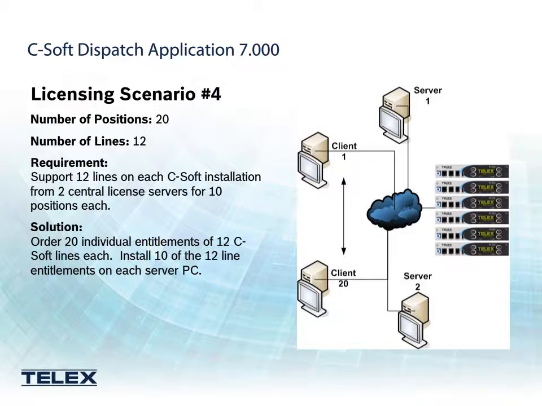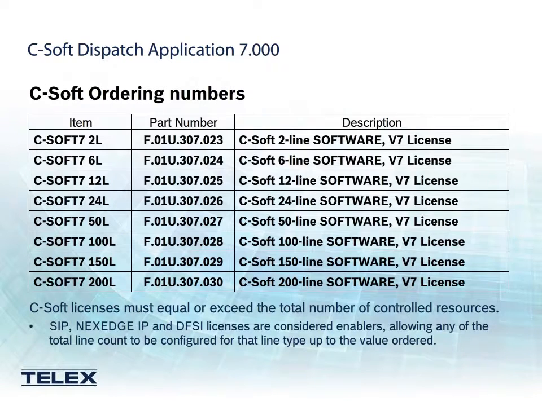In scenario number 4, we have 20 positions needing control of 12 radio resources. The requirement is that the 20 positions can request a license from either of 2 dedicated servers. The solution is to order 20 individual license entitlements of 12 lines, install 10 of the entitlements on a single PC, and the remaining 10 on another PC. This allows for the 20 PCs to access either licensed server for approval to run the application. This is a great solution to protect against single point of failure of the licensed server by splitting the licenses on 2 machines. CSOF 7 licensing part numbers are available in increments from 2 to 200 lines.